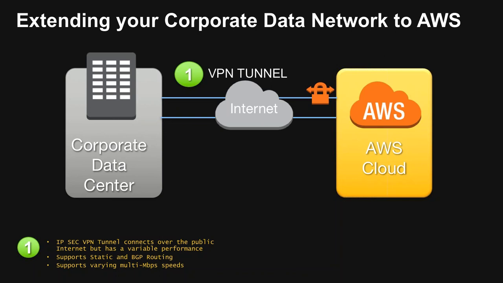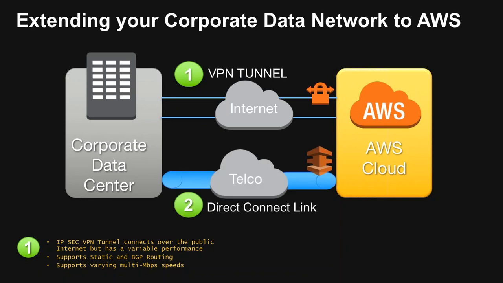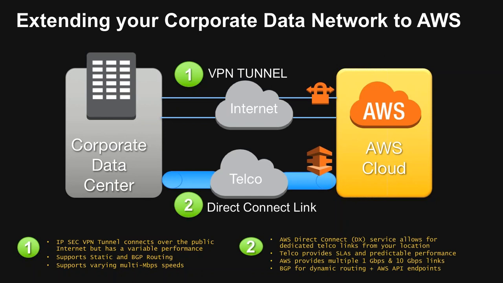However, this is a VPN tunnel across the public internet. Many of our customers have asked us for the support for private infrastructure for connecting corporate data centers to the AWS cloud. This is where we introduce our service called Direct Connect. Direct Connect is a service that allows for dedicated telecommunication provider links from your location to an AWS demarcation, which will allow you to connect to the AWS cloud.